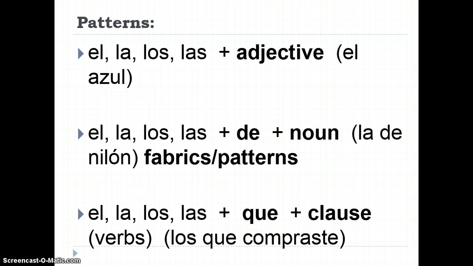There are three different patterns. If you use the article with an adjective, which could be a color, you would just use the el, la, los, or las with the adjective. If you use a noun, you must add a de. In this unit, we'll be using the nouns referring to fabrics, telas, and patterns, diseños. And the final pattern would be using que with a clause. And a clause just means that there's a verb. Los que compraste, the verb being compraste.